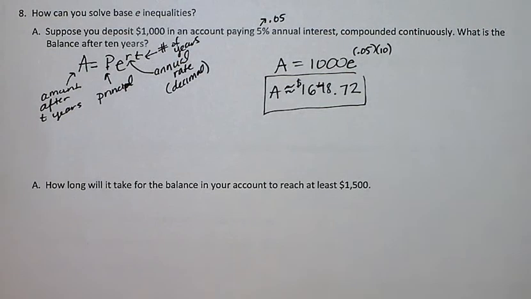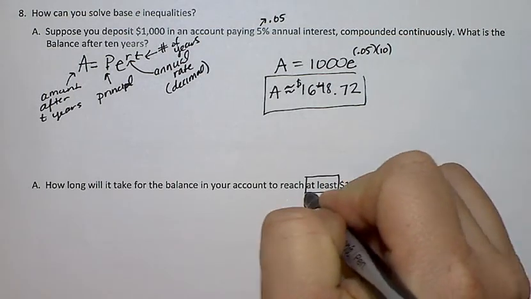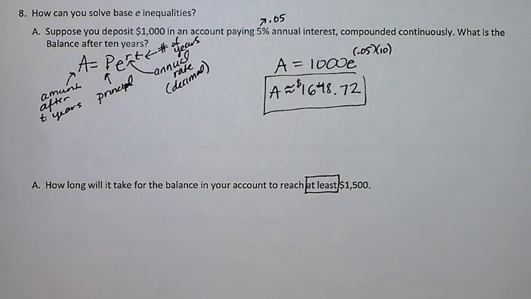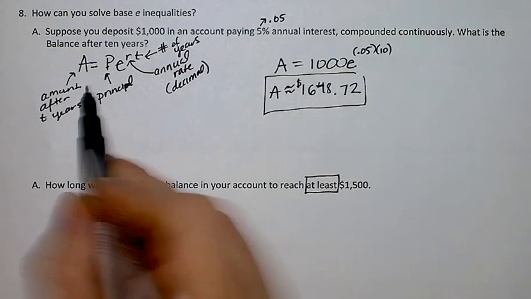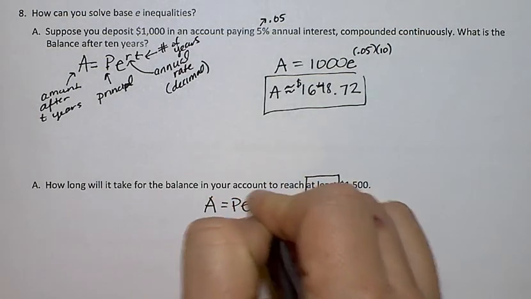How long will it take for the balance in your account to reach at least $1,500? There's a key word here. Please box in the words "at least." When you see the words at least or at most, they're not talking about an equal sign anymore. They're talking about an inequality symbol. So let's go back up and write this down. We'll change the equal sign to an inequality symbol as we go.